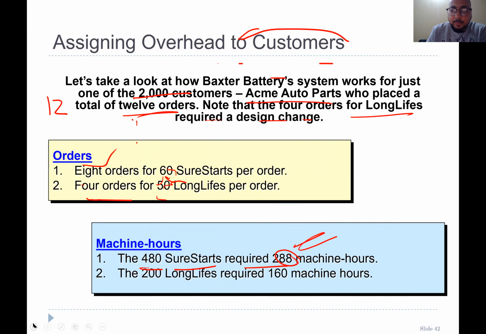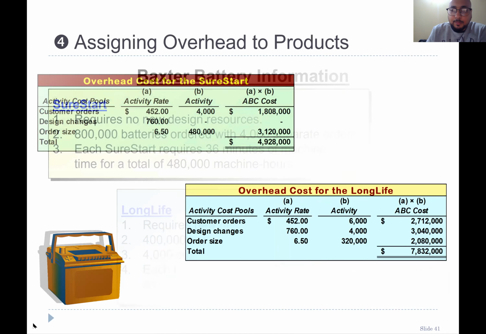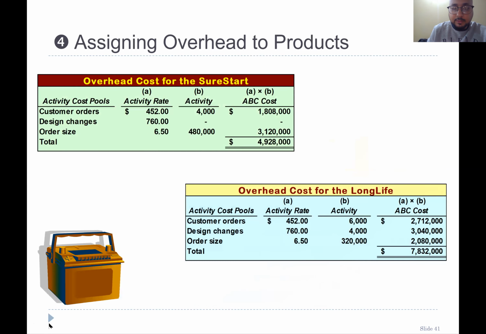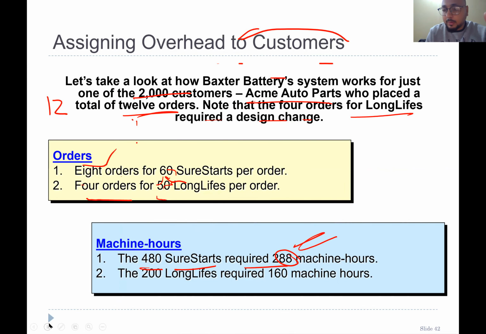Anyone? So we are given short start requires 36 minutes to make, machine hours, right? So 36 each. Basically, this is 36 multiplied by how many orders they gave us? 8 orders of 60 each. So if you multiply these it will become minutes. You divide it by 60 to find out in hours. It will be 288 machine hours.